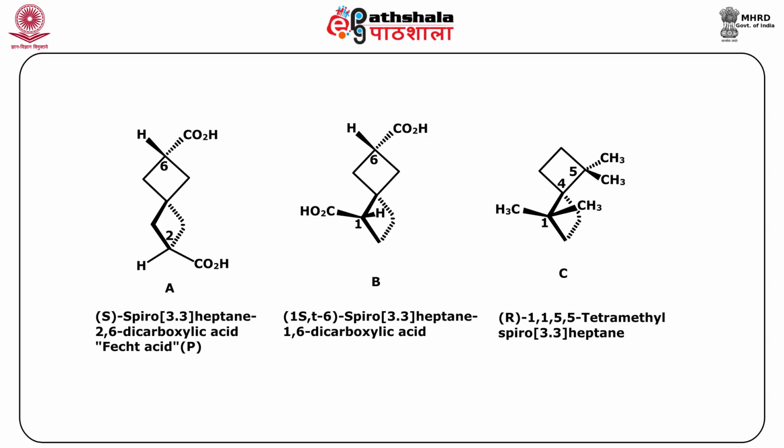The compound B has 4 stereoisomers, that is 2 pairs of enantiomers, and C1 is the chiral center, whereas C6 displays cis-trans isomerism, and the stereoisomer shown here is 1S and 6-trans.